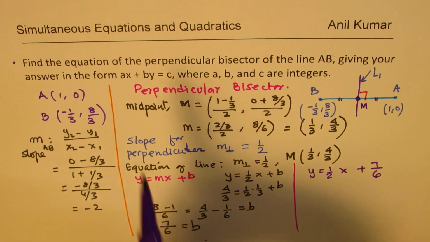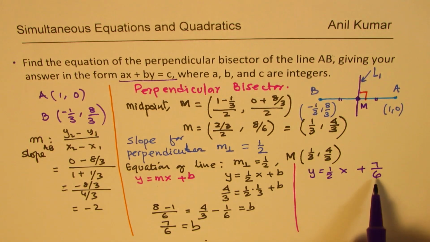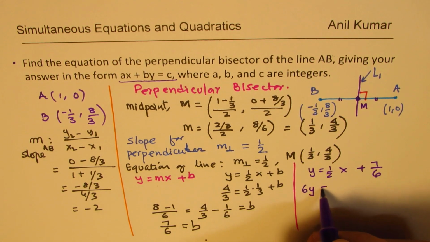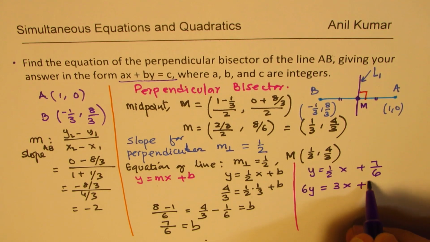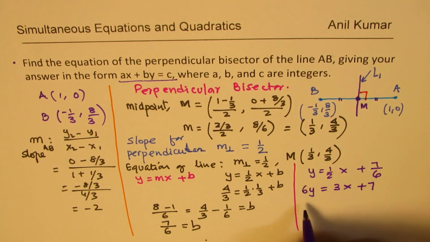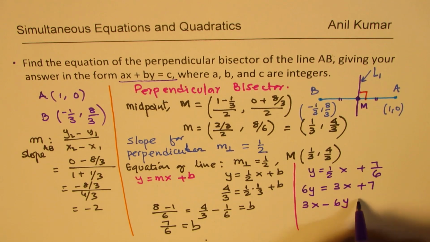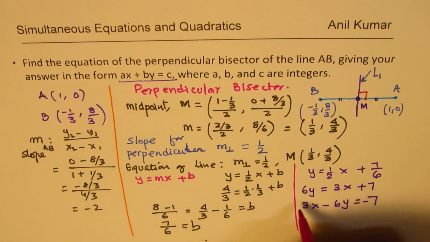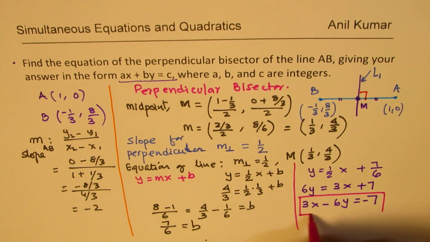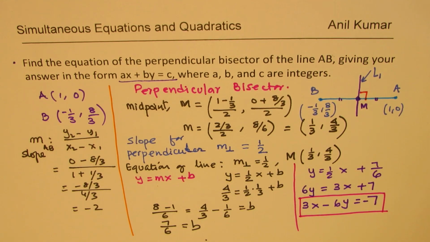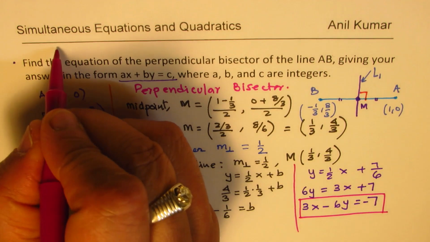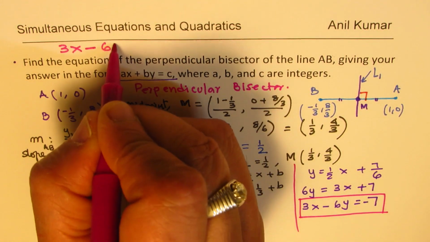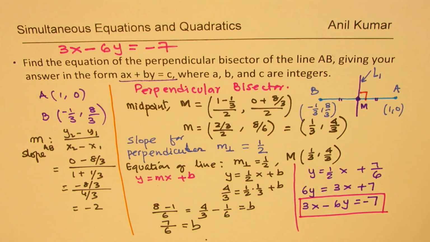Now we need to change the form to the required form, ax plus by. So let's multiply by 6. We get 6y equals to 3x plus 7. Bring 7 to one side, so we get 3x minus 6y equals to 7, correct? Now when I bring 7 to this side, it becomes minus 7, and y to this side, 3x minus 6y, correct? So that is our answer. So in the given form, which is ax plus by equals to 7, the equation of the line will be 3x minus 6y equals to minus 7, correct?